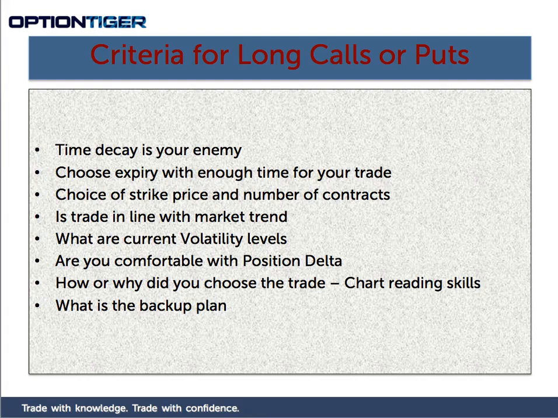One is your choice of strike price, and the other is the number of contracts. If you're going to buy a long call or a long put, you have many choices in strike price. You could buy an at-the-money call or put option, in which case your delta is going to be 0.5. But that is the delta of that option. What really matters is your position delta, and that depends on the number of contracts that you buy.